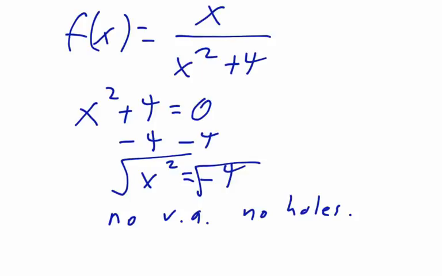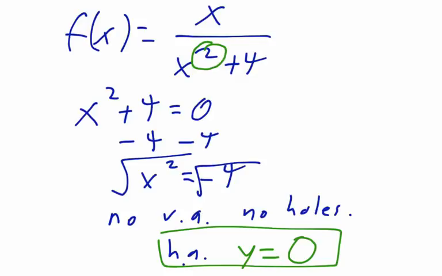However, for the horizontal asymptote, since there is a higher exponent in the bottom than there is in the top, that's going to give me an answer of y equals 0 for the horizontal asymptote, and that is the only asymptote or point discontinuity that we have.